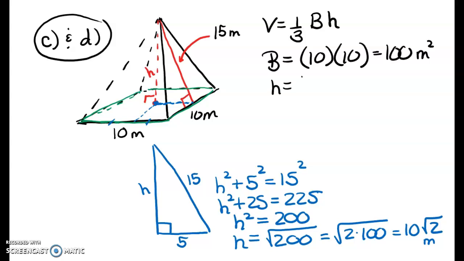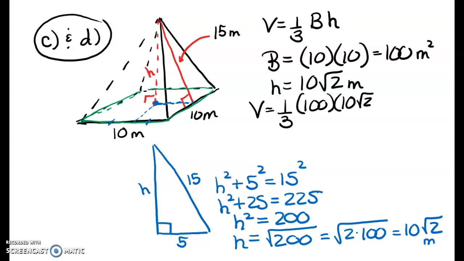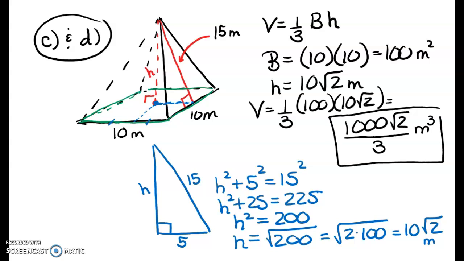So now that I know the height is 10 radical 2 meters, I can plug my base and my height into my formula. So I get 1/3 times 100 times 10 radical 2, and the 3 does not reduce with the 100 or the 10, so my final answer is going to be 1,000, because 10 times 100 is 1,000, radical 2 over 3, and my dimensions are going to be cubed, so it's meters cubed. So this problem you can do C and D just like I did this problem.